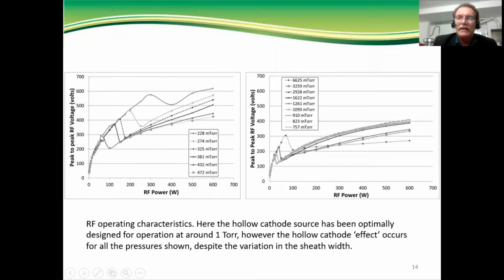which is what you would see in a capacitively coupled plasma source. But then as the hollow cathode effect occurs and you start getting plasma in the cathode holes, the voltage drops down significantly and the characteristic flattens out as you just put more and more power into your cathode holes. And this drop in voltage is characteristic of the hollow cathode effect. That's how we generally recognize it.